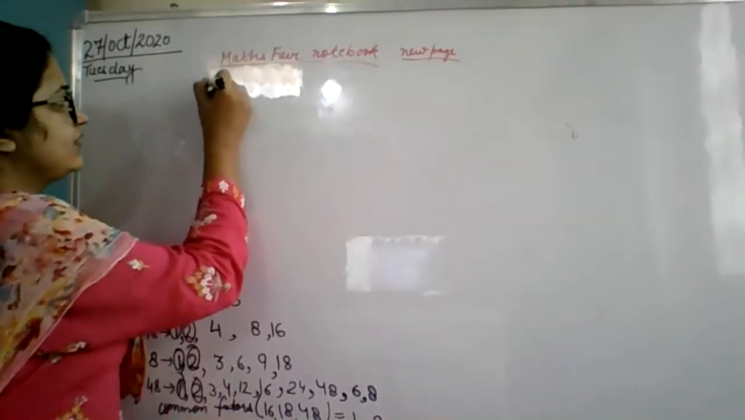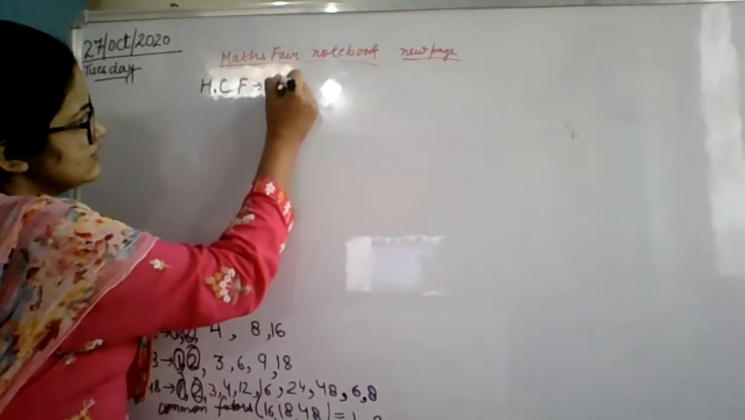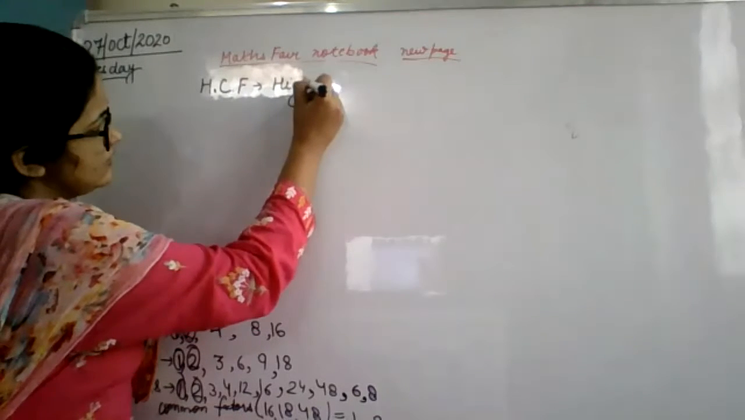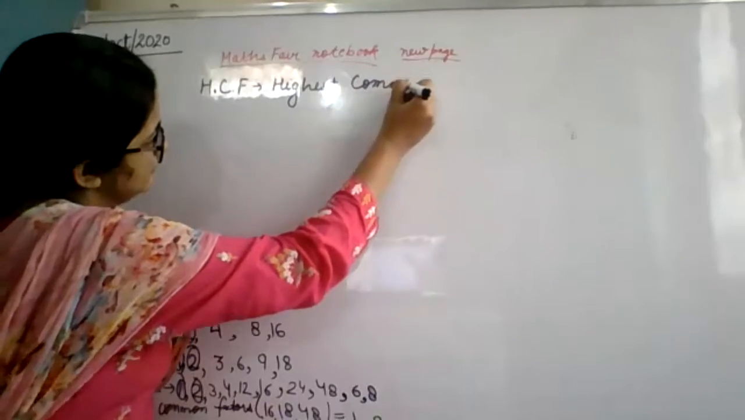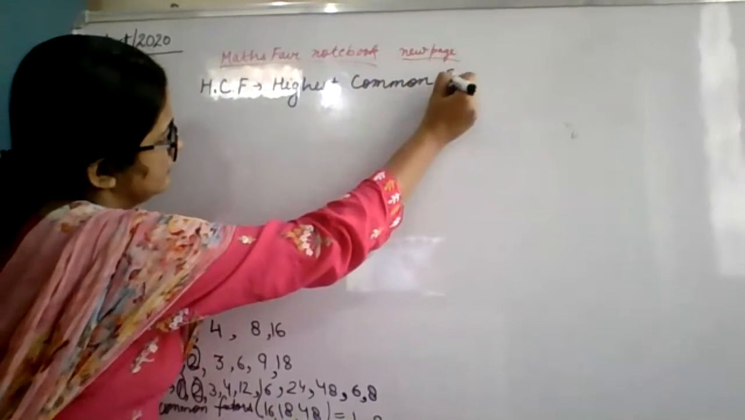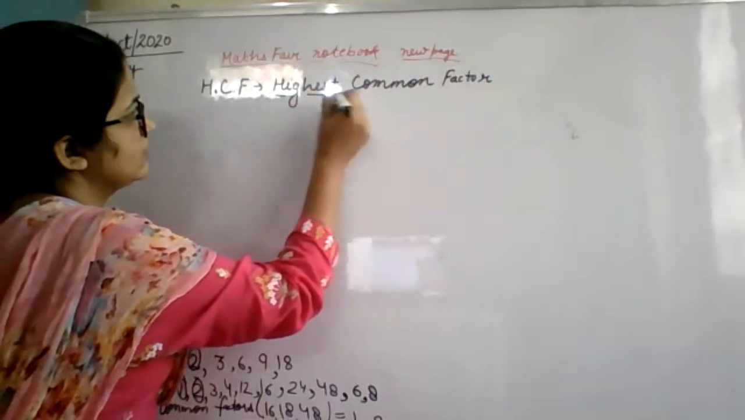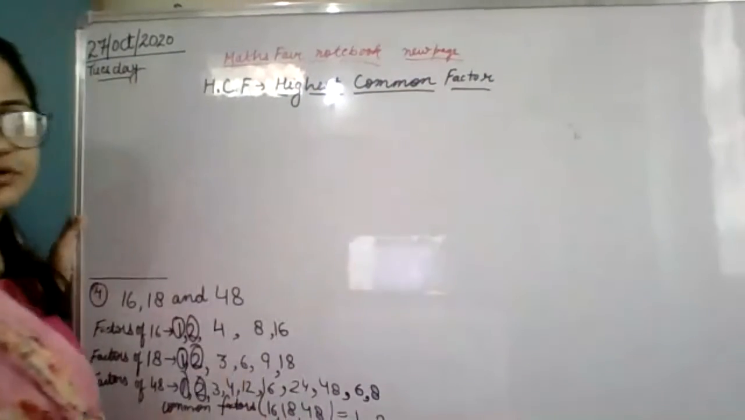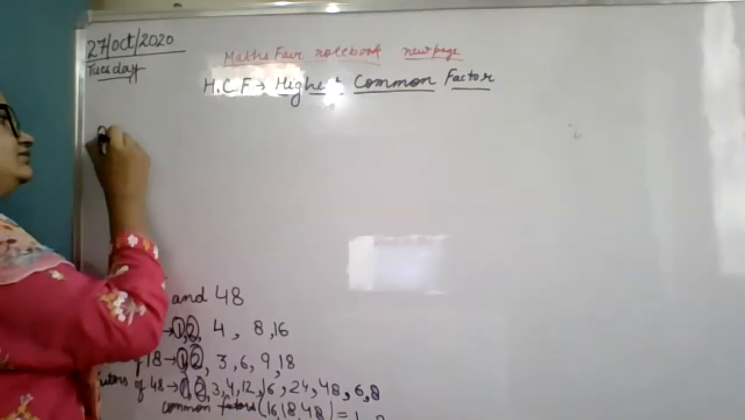Write HCF full form first of all. HCF: Highest Common Factor. Very good. Highest common factor. Okay, write it at the top. Now, write question B.